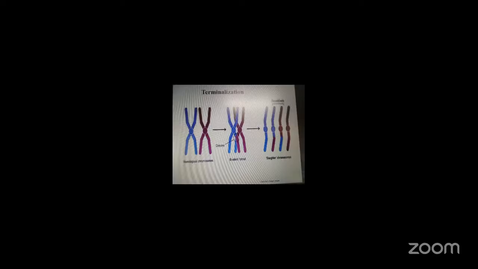So the terminalization process is there. This one is the terminalization. See here the terminalization. Between the homologous chromosomes of the bivalent, the point where the genetic material is not exchanged, we call a chiasma.